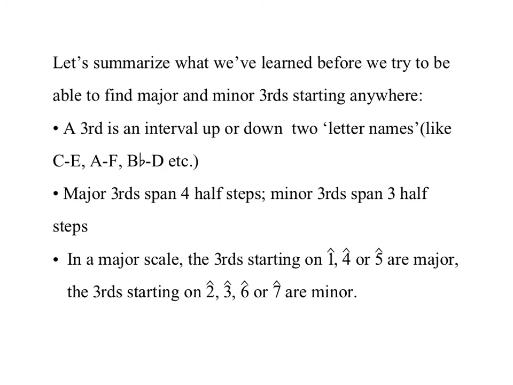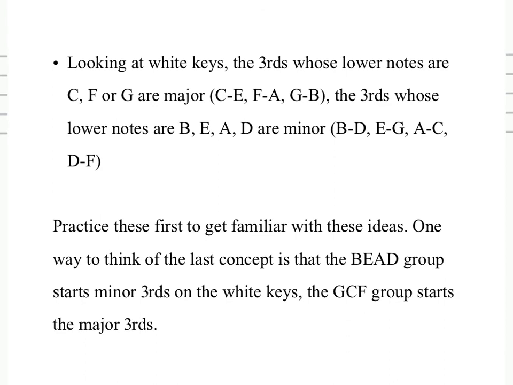And by the way, I had mentioned with seconds that the difference between major and minor is that minor is 1 half step narrower than major. So here we are. The major third is 4 half steps, the minor third is 3 half steps. That's 1 half step narrower. If we look at the white keys, the thirds whose lower notes are C, F, and G are major, and the thirds whose lower notes are in the bead group, B-E-A-D, are minor, and here they are. I'm listing each of them.